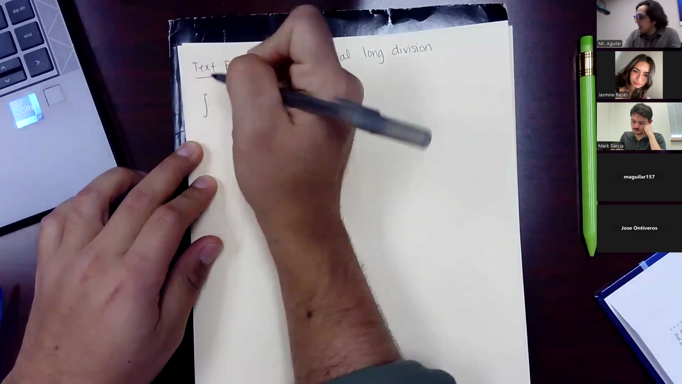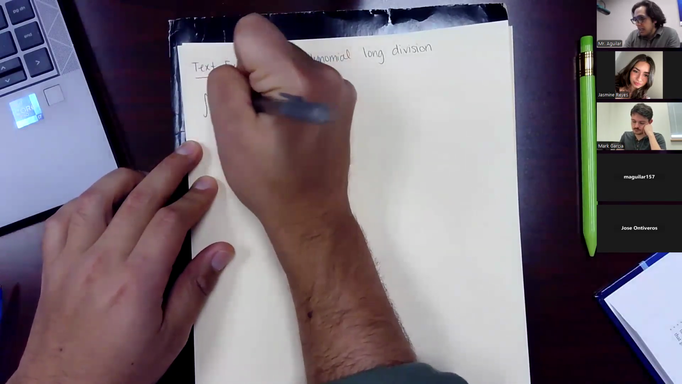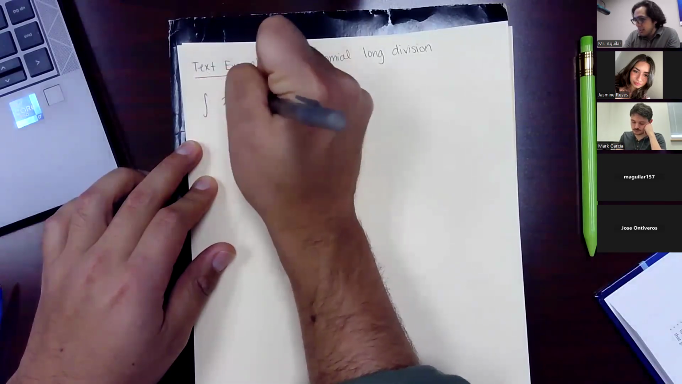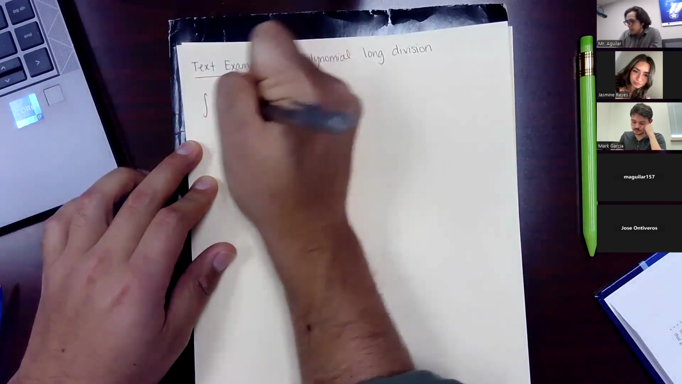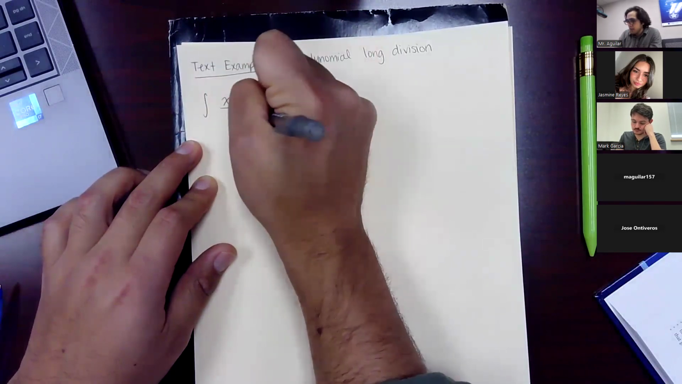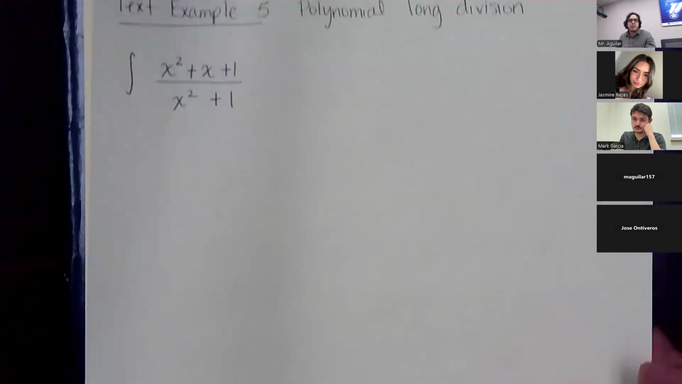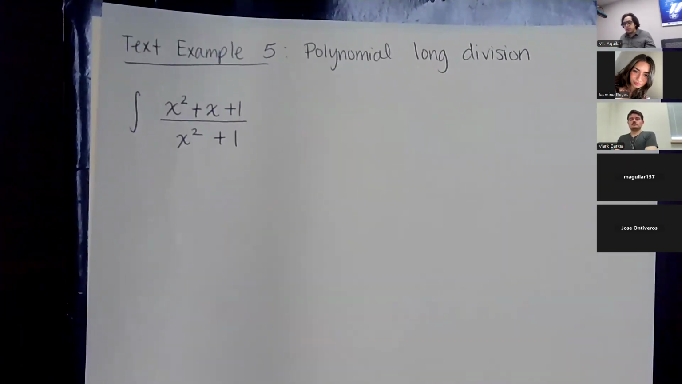So we're going to take the integral of x squared plus x plus 1 all over x squared plus 1. I'm going to zoom in again. Give you guys a moment to write that down.